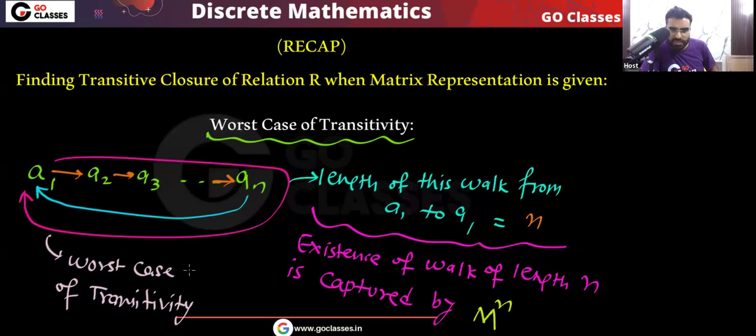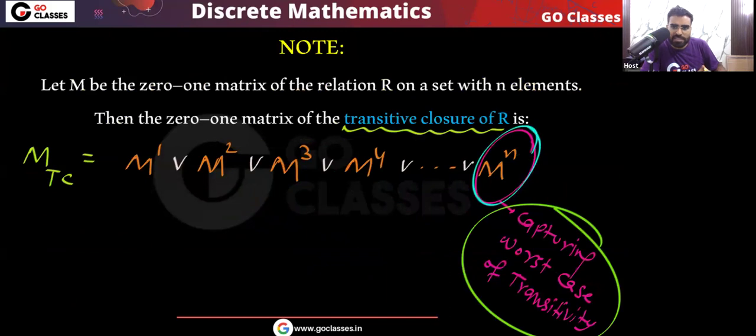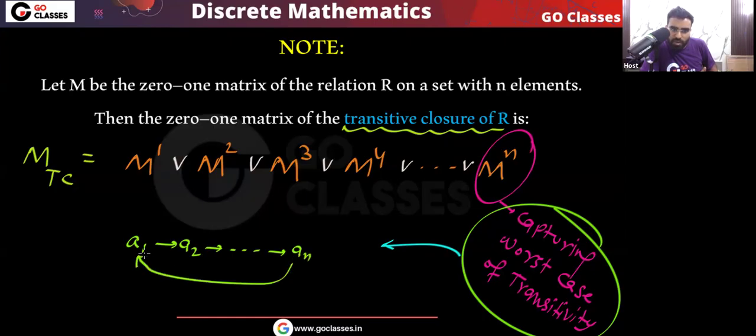So this worst case of transitivity is captured by m power n. Did you understand? Very simple. But what is the worst case of transitivity? It is basically a1, a2, and so on to an, from a1 to a1. This is the worst case of transitivity. I hope you understood.